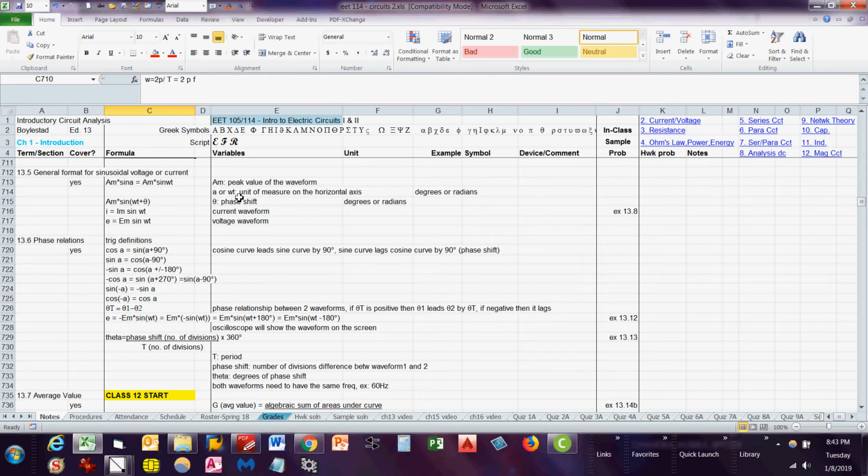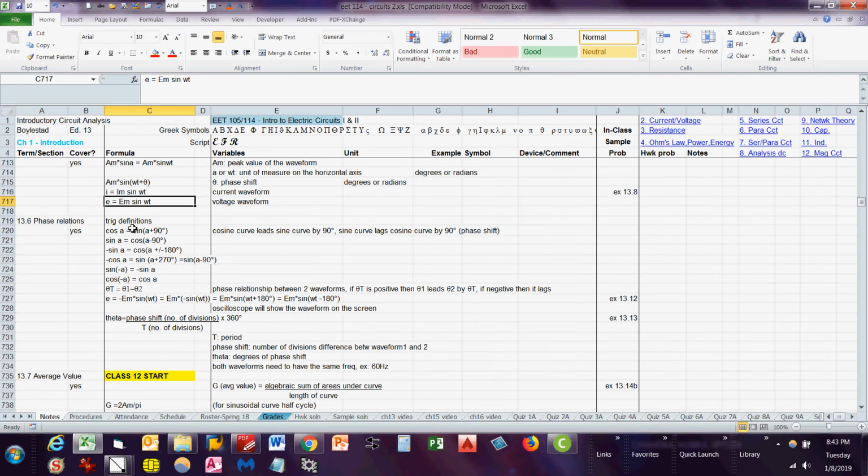A, or omega t, is a unit of measure on the horizontal axis in degrees or radians. And then theta is the phase shift. That's also in degrees or radians. And that's just pushing it to the left or to the right. So the current waveform, generally speaking, would look like this. Voltage would look like this.